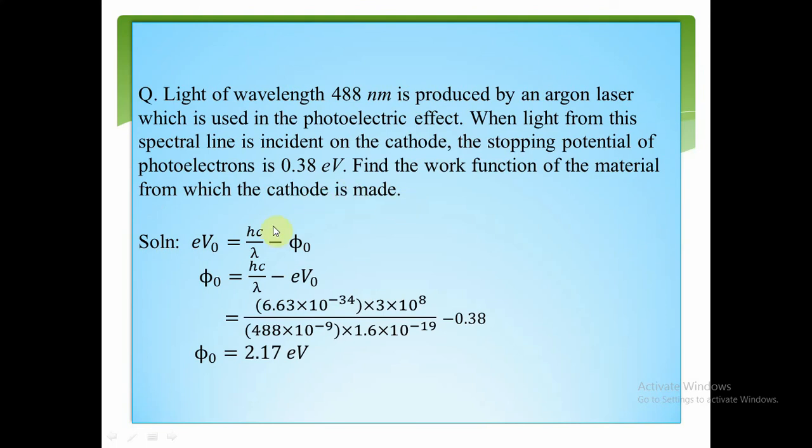Here once again, the Einstein photoelectric equation, e V naught equals h c divided by lambda minus phi naught. What we require, phi naught equals h c divided by lambda minus e V naught, where h is Planck's constant, 6.63 into 10 raised to minus 34 joule seconds, and c is the velocity of light, 3 into 10 raised to 8 meter per second. Lambda is given, 488 nanometers, 10 raised to minus 9. We have to convert this in terms of electron volt.